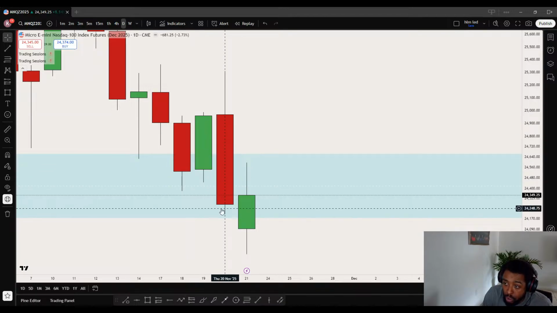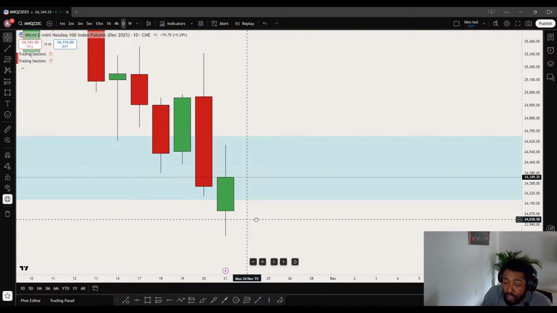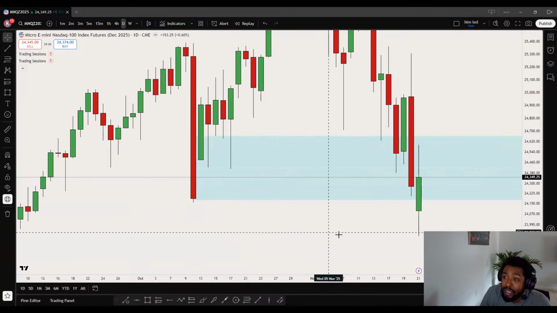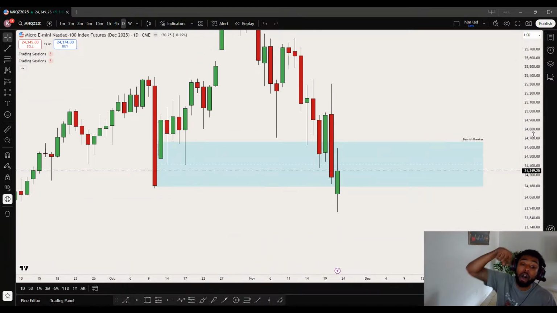It expanded lower and it closed below this low of the wick. So it's a bearish order block. It's just not a high probability one, but it's an order block. But you see how it's coupled with a bearish breaker. So that's a confluence that makes it stronger.